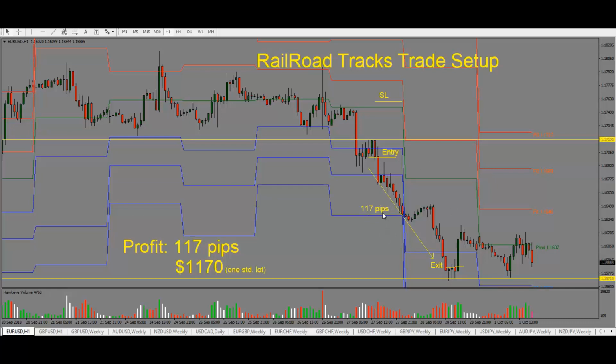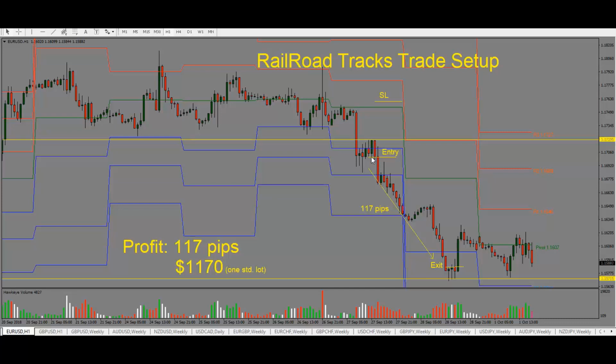So just to recap, a railroad tracks trade setup is when we have two candles that are approximately the same size, one candle that goes upwards in this case, and the second candle that is a reversal candle that reverses the move from this previous candle. So this type of setup is called a railroad reversal setup, and we enter the trade short here in this example because we're looking for price to go lower here.